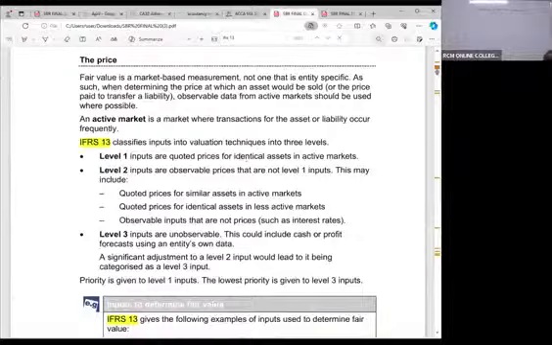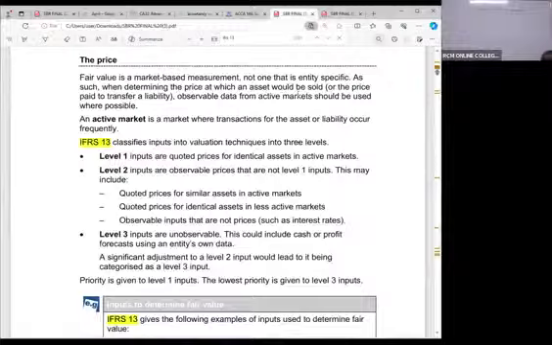Fair value is a market-based measurement, not one that is entity specific. As such, when determining the price at which an asset would be sold, or the price paid to transfer a liability, observable data from active markets should be used where possible. Ladies and gentlemen, if you have some data that you can observe associated to similar or identical assets which have been sold at that price, then that price is the one that we shall use.